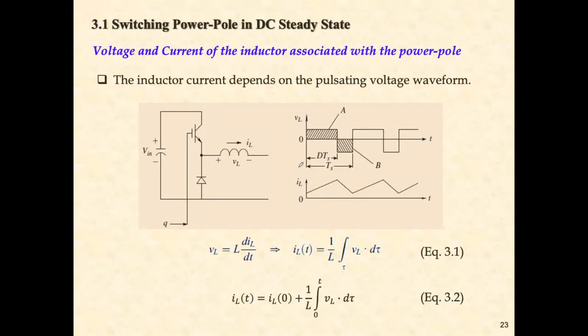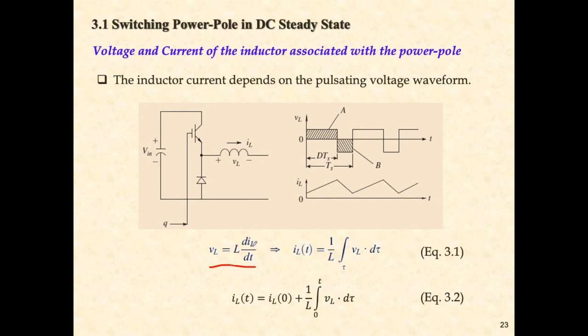Anyhow, every time we learn about the inductor, we use the very basic definition. This is the basic definition of the inductor voltage: VL is equal to capital L times dIL over dt. This capital L is the inductance of the inductor, and then dIL over dt.